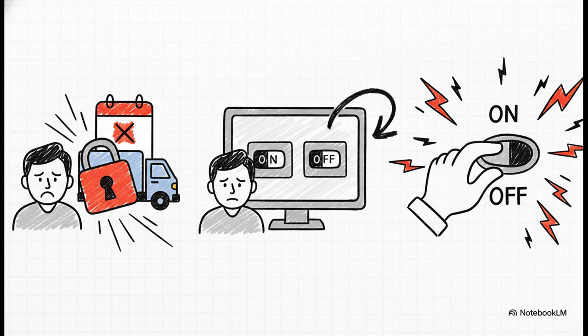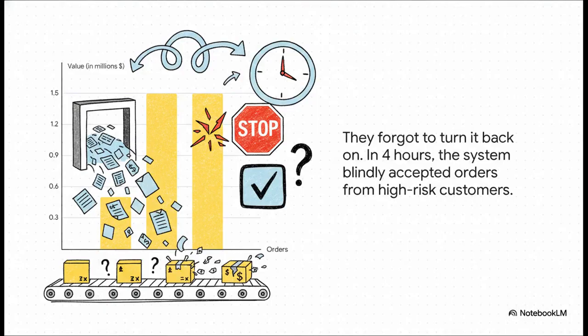To get it out the door fast, they make a decision. They go into a global setting and just temporarily turn off the credit check for all standard orders. And then they forgot to turn it back on. For 4 hours, the floodgates were wide open. Automated orders from super high-risk customers who were normally blocked, just poured into the system. The system blindly accepted $1.5 million in bad orders, and the warehouse started shipping out product that the company was probably never, ever going to get paid for, all from one person forgetting to flip one switch.